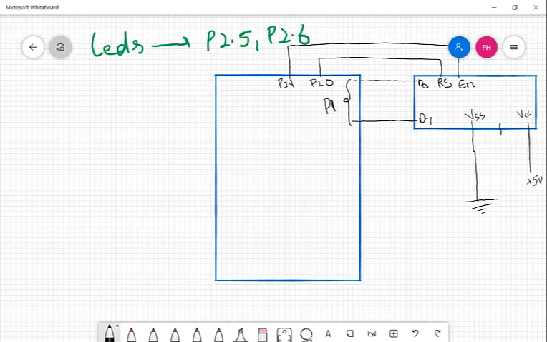And then we have another pin of this LCD, that is VEE, used for controlling the contrast, that will be connected to a potentiometer. And the potentiometer itself will be connected to one end to plus 5 volts and another to ground. Since we have not connected the read write pin to the LCD, we must also connect that to ground.